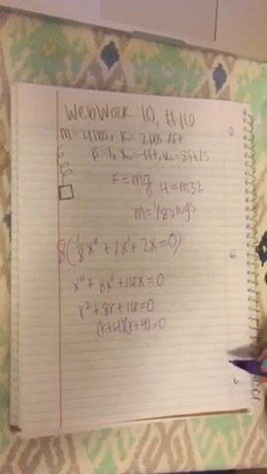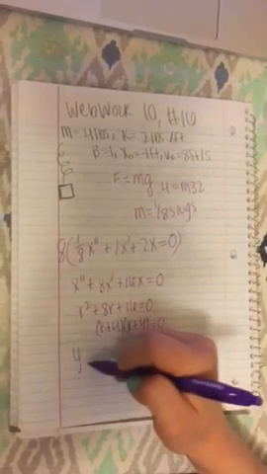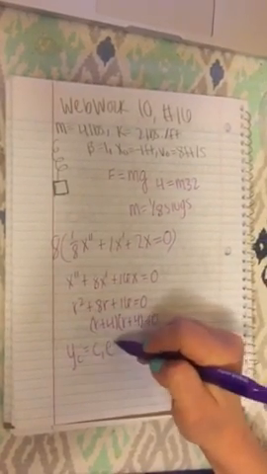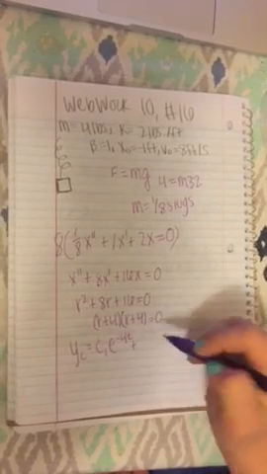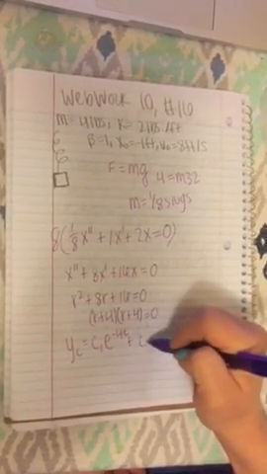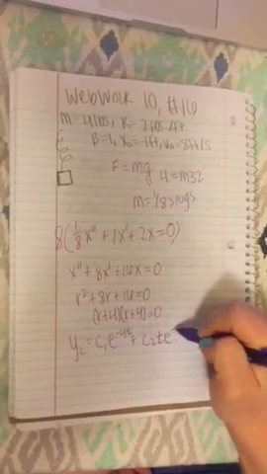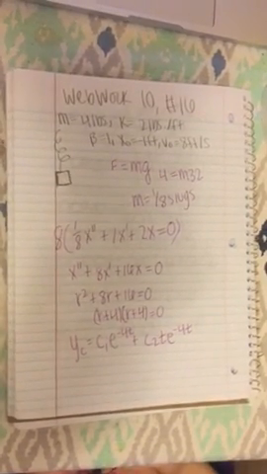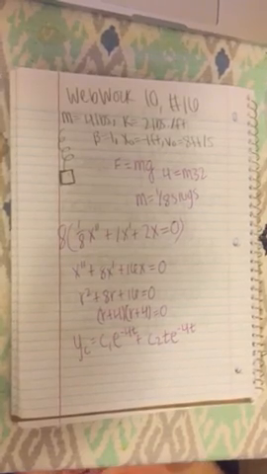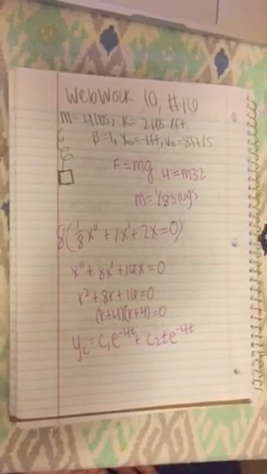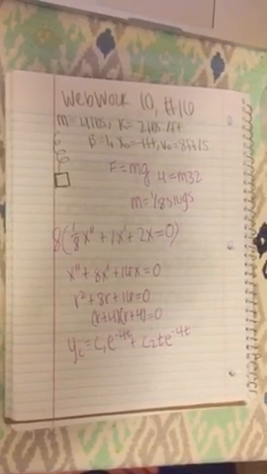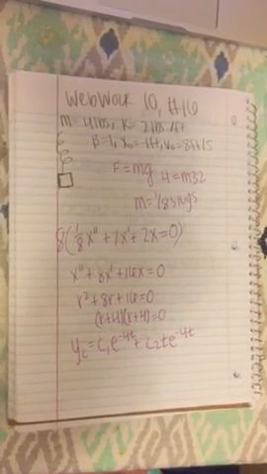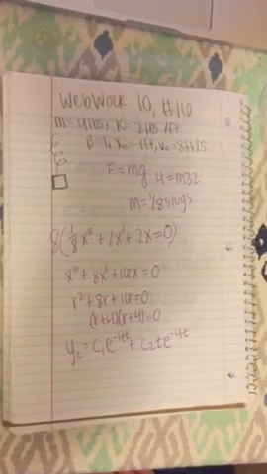So our general solution is going to be c1 e to the negative 4t plus c2 t e to the negative 4t. So now we have to solve for the initial conditions that we're given. So the problem gives us that the mass is going to start off 1 foot higher than the equilibrium spot.